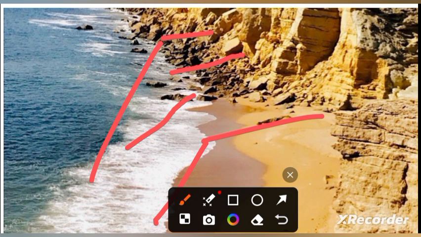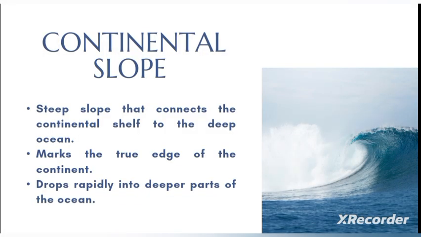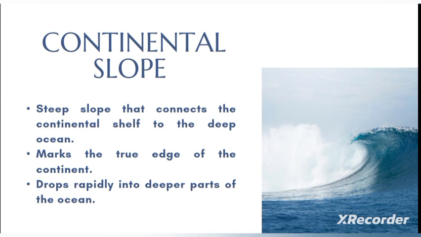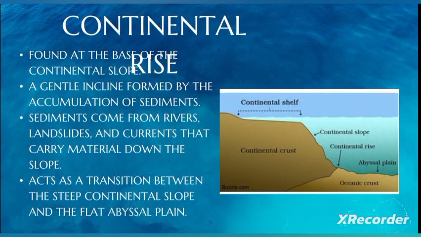Okay, so moving ahead, the continental slope, as I explained in a previous slide, is a steep slope that connects the continental shelf to the depth of the ocean, right? So basically, this is the continental shelf, and the steep slope that you are having, that is known as the continental slope, that takes you to the ocean floor. Continental rise. So here we have the continental rise. It is found at the base of the continental slope.